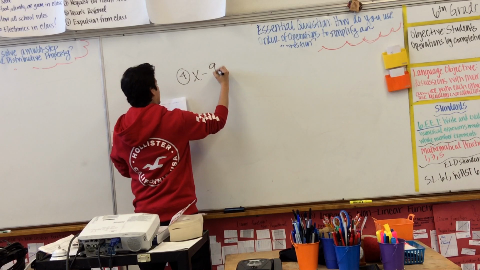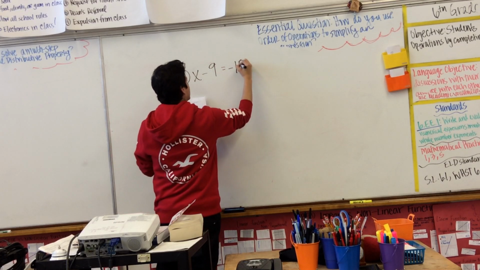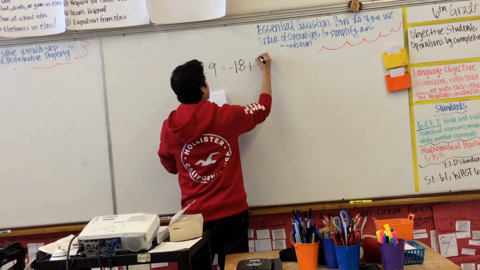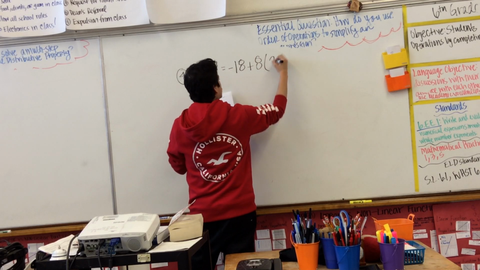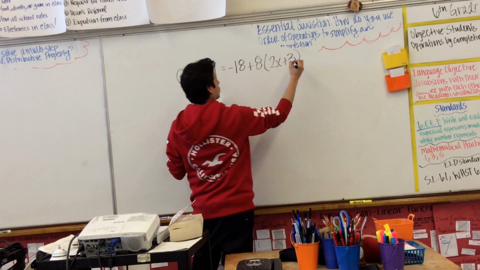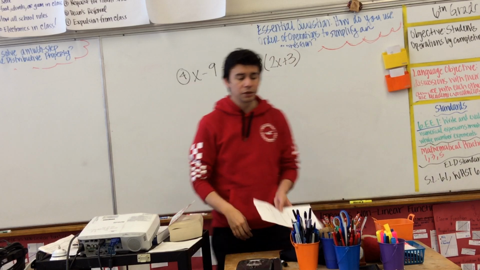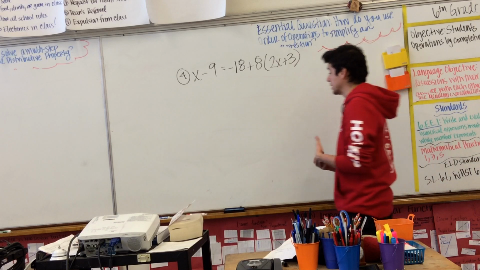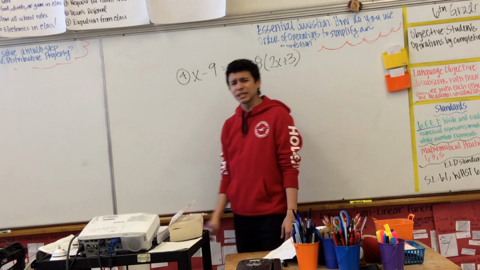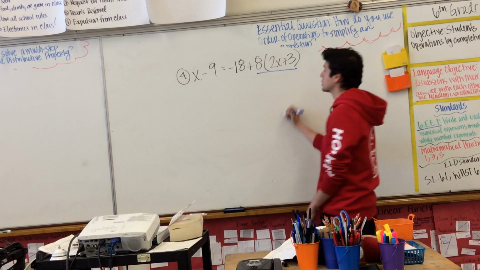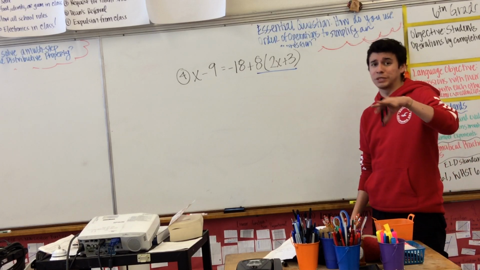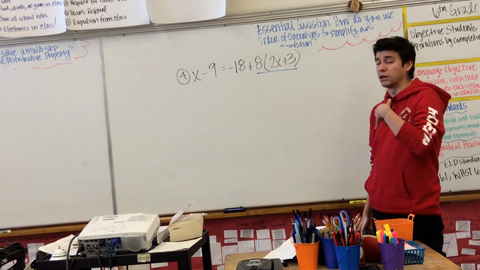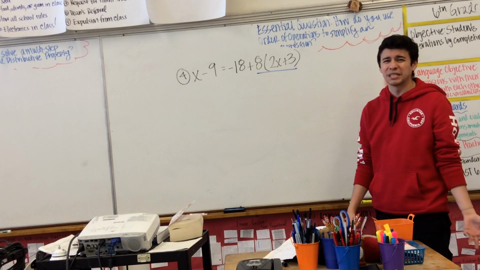x minus 9 equals negative 18 plus 8 times 2x plus 3. Okay, here we go. You look at it, we have parentheses. Let's do parentheses. And somebody goes like, what happened to the decimals? What happened to the fractions? Believe me, we could throw decimals and fractions in these as well. So don't just get used to, oh, it's going to be simple.